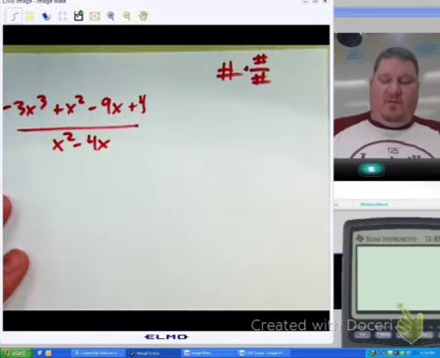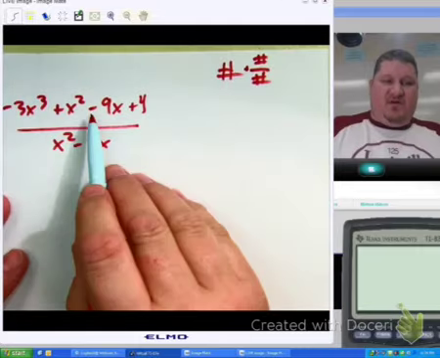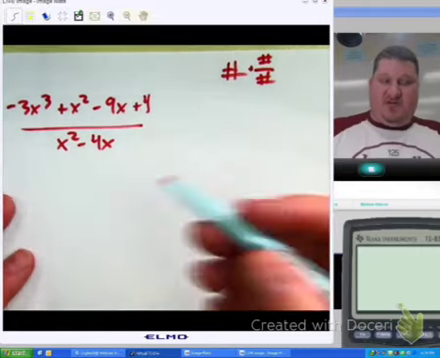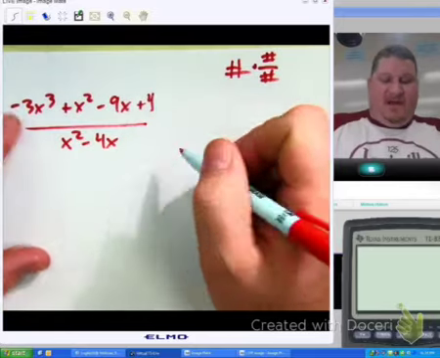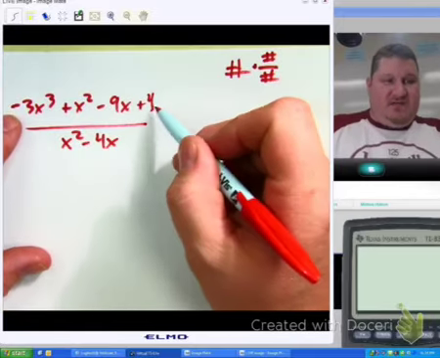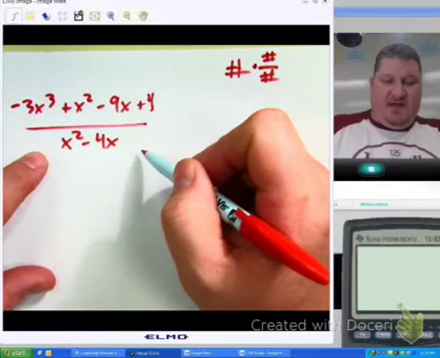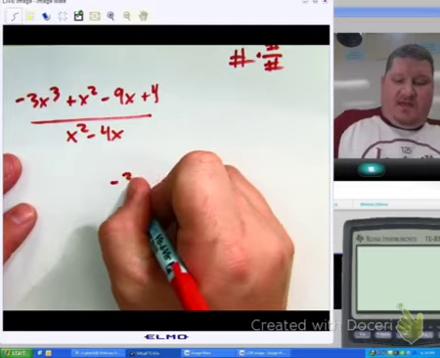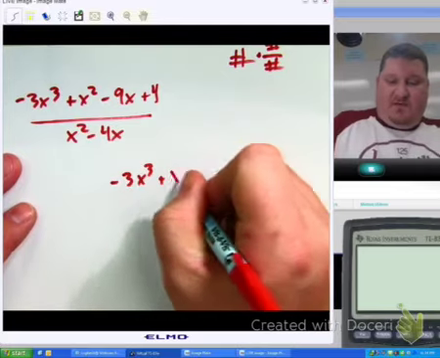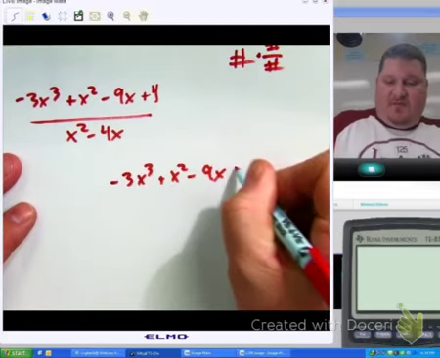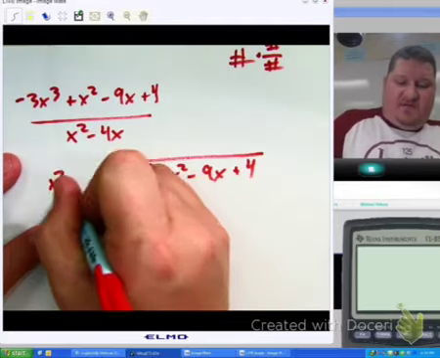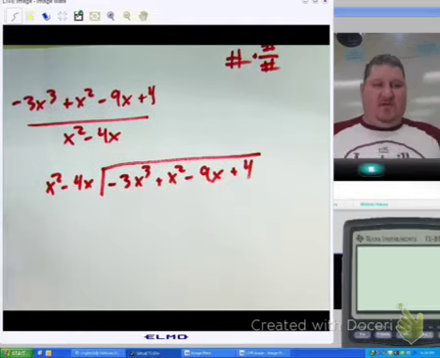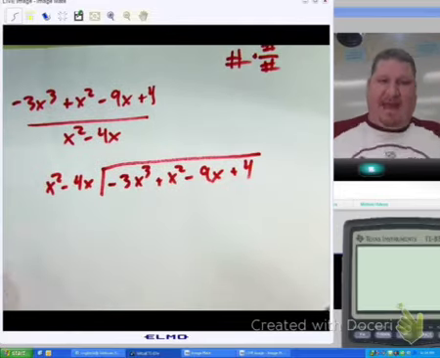What we need to do is get rid of the large number out front, in our case the large algebraic expression, leaving just the fraction to deal with. The way to do it is exactly as it says: whatever the top is, divided by the bottom. So here we go. -3x cubed plus x squared minus 9x plus 4. We're going to divide it by x squared minus 4x.